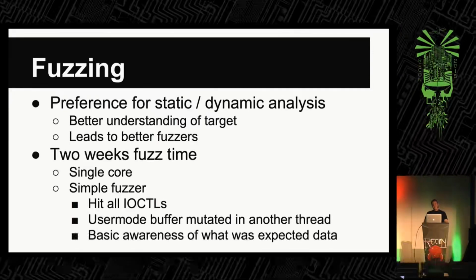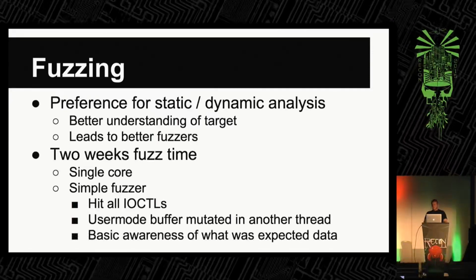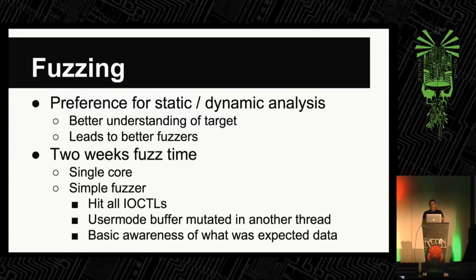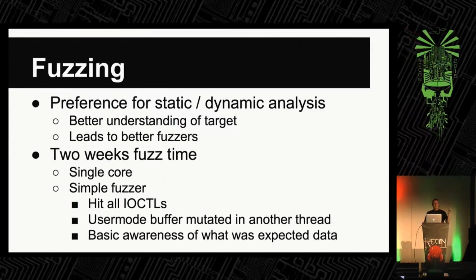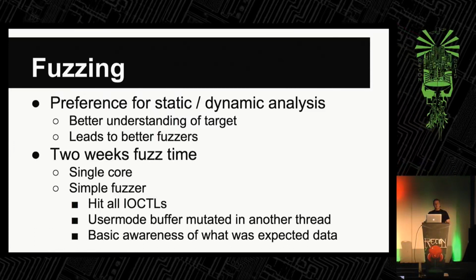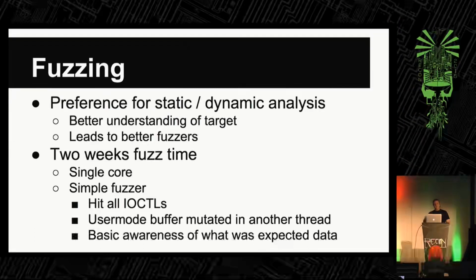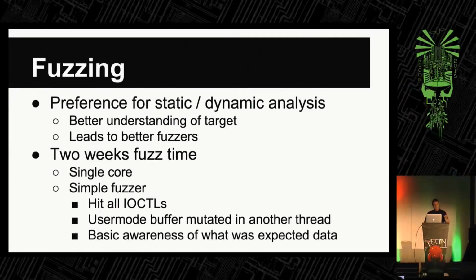So I had 2 weeks of fuzz time off it. I did not scale it. I had a single core running. I basically had 2 VMs, one running my fuzzer, one doing a kernel debugger back to it, so if an exception happened, I would catch it and be able to analyze in real time.